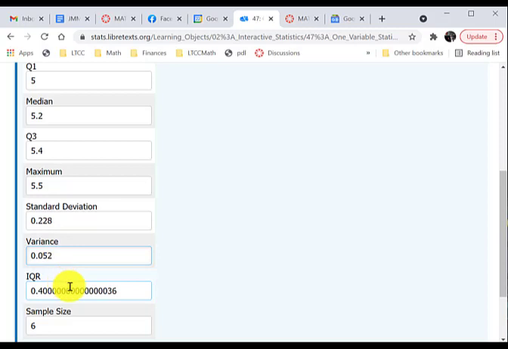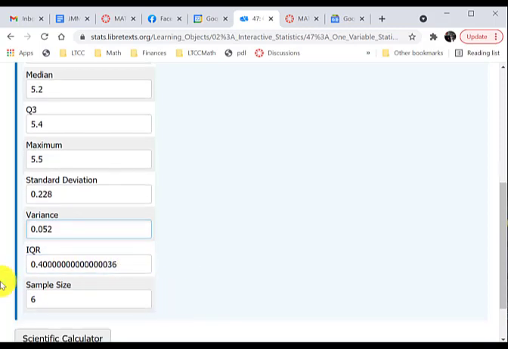IQR, we'll get to that later in this lecture. That's the interquartile range, and that's Q3 minus Q1. And then finally, the sample size was 6. Just meant that we had 6 giraffes that we looked at.